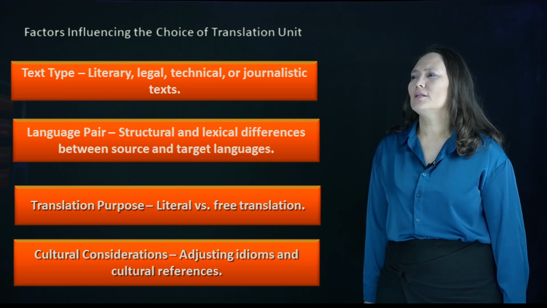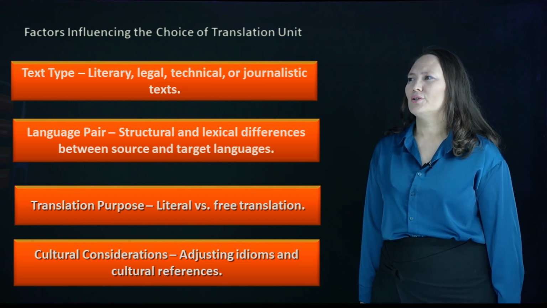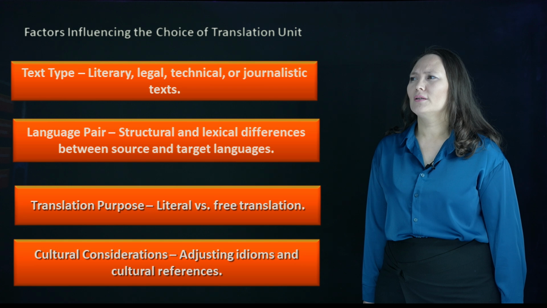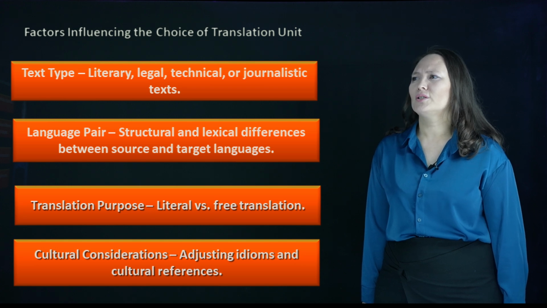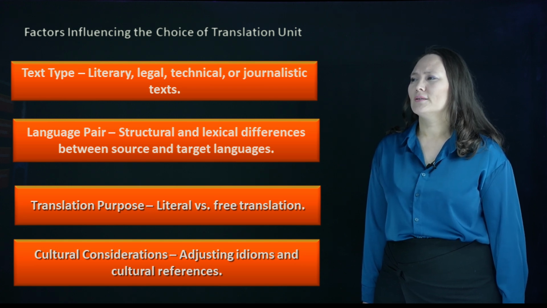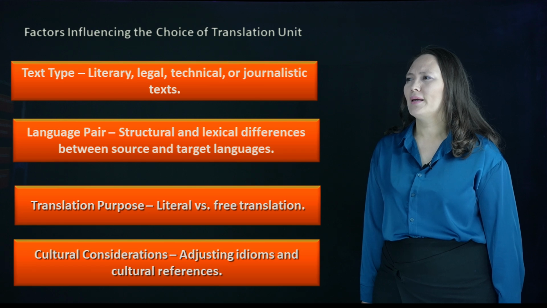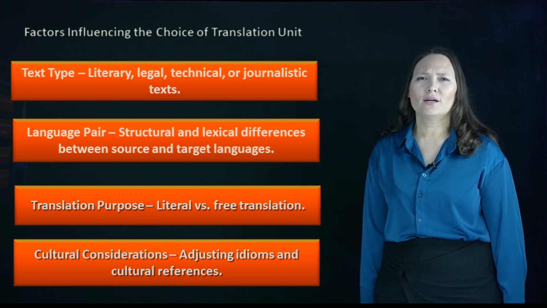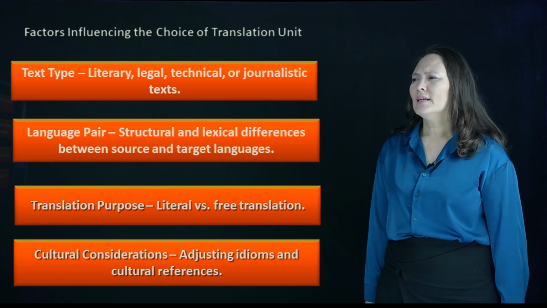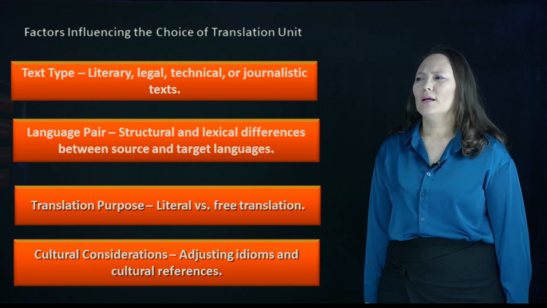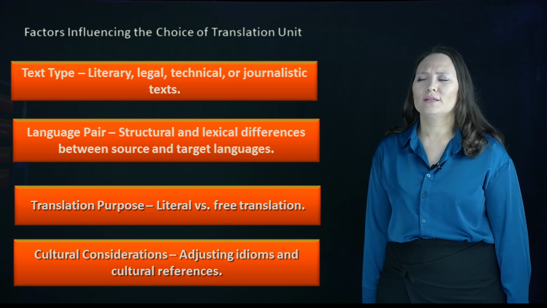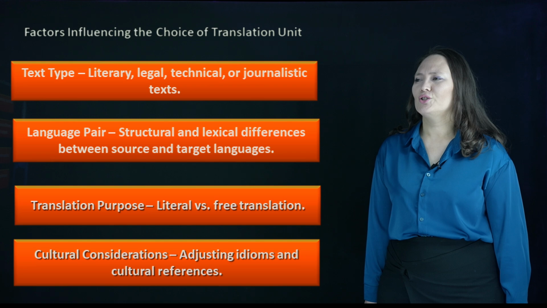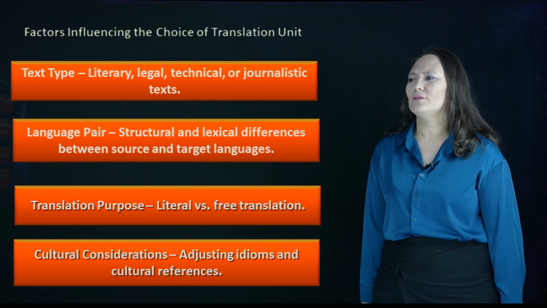So, factors influencing the choice of translation unit. The first is text type. Is it literary, legal, technical, or journalistic text? The next one is language pair, structural and lexical differences between source and target languages. Then translation purpose, so literal or free translation. And the last one is cultural considerations, adjusting idioms and cultural references.